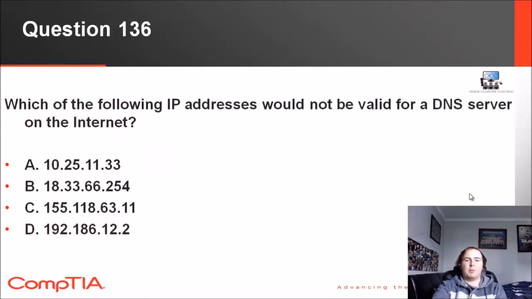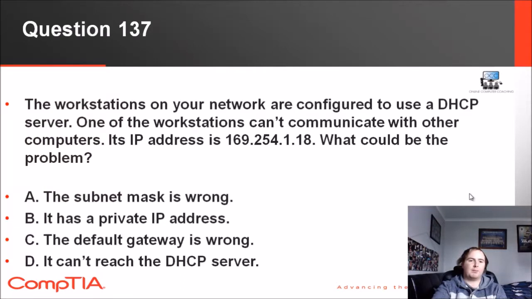136. Which of the following IP addresses would not be valid for a DNS server on the internet? We've got some addresses there, so we've got to look for, I guess, a public address, not a private address. Privates are generally 10s and 192s, and in this case it is 1025.11.33.